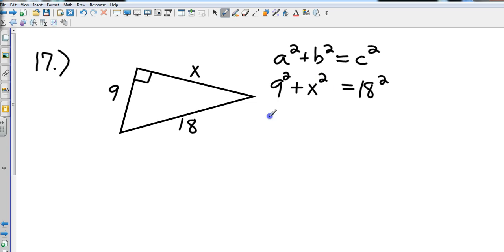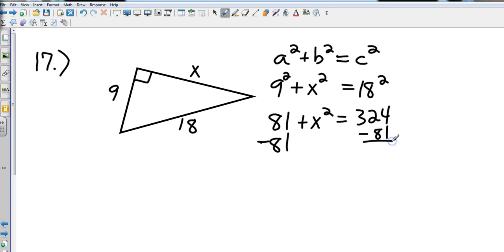And so 9 squared is going to give us 81. 18 squared is going to give us 324. And then we're going to take that 324 and subtract 81 from it. Subtract 81 from both sides. That gives us x squared equals 243.